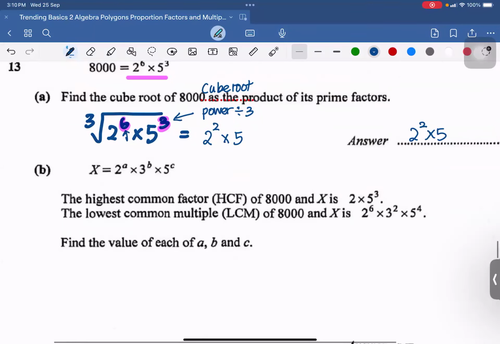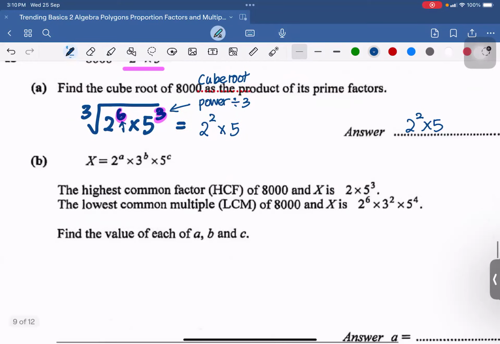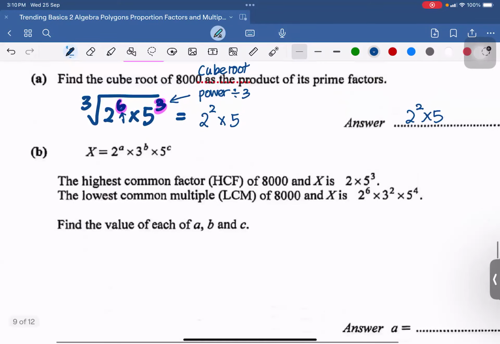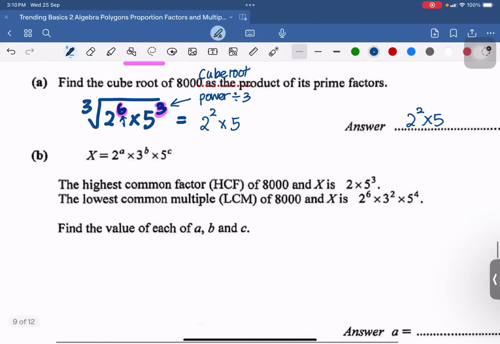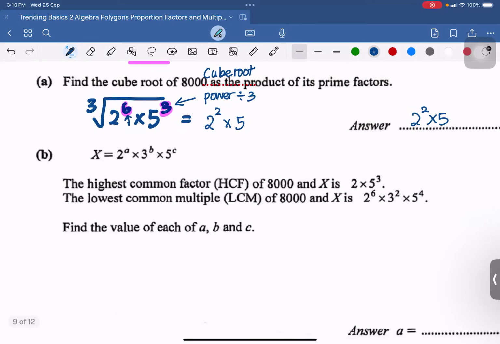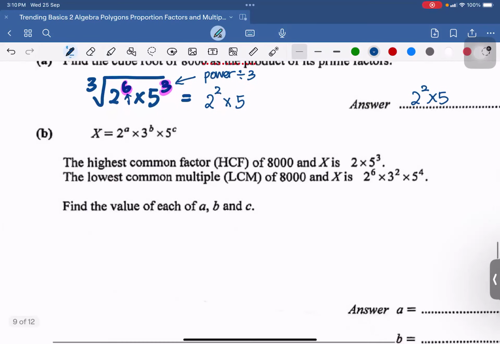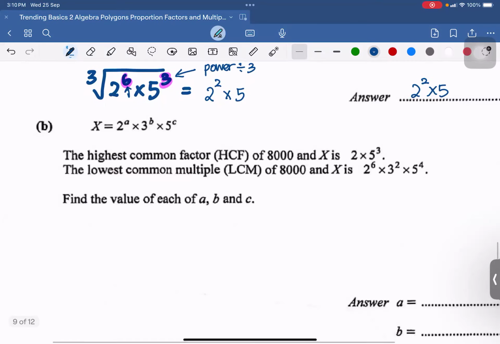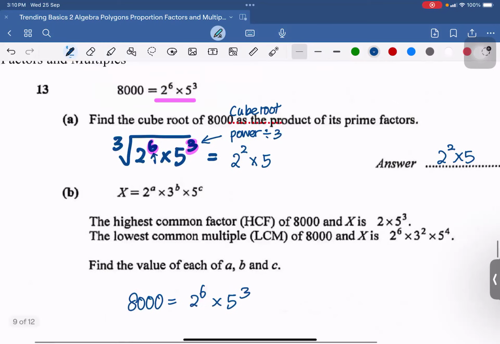Okay, I can go slower as long as you understand, but you all must indicate whether you can understand or not, right? Next part of the question: the highest common factor of 8,000 and x is 2 times 5 cubed. Okay, let's check. The highest common factor, 8,000 is the number 2 to the power 6 by 5 cubed given here.